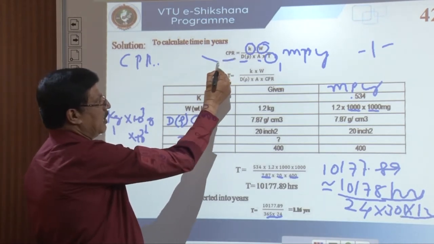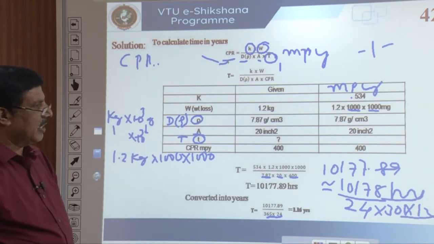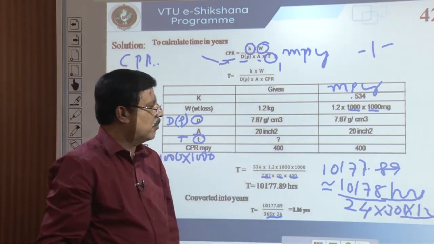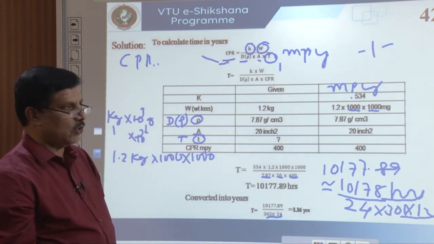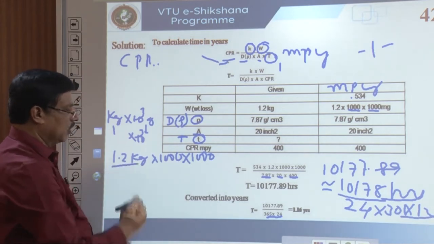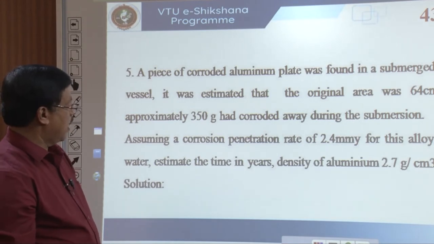This is about general, indirect estimation. Instead of asking for CPR, the corrosion penetration rate, it is also possible, since so much amount of metal has been corroded, to find out how much time it has taken for that 1.2 kg of metal to corrode.